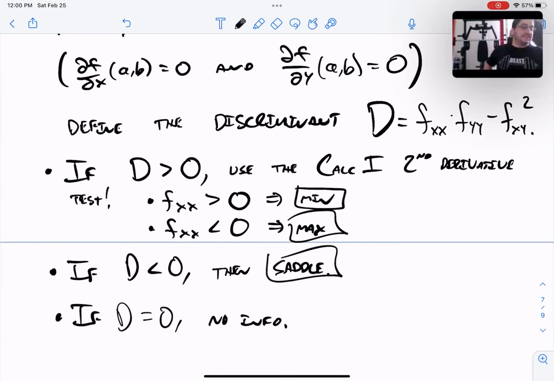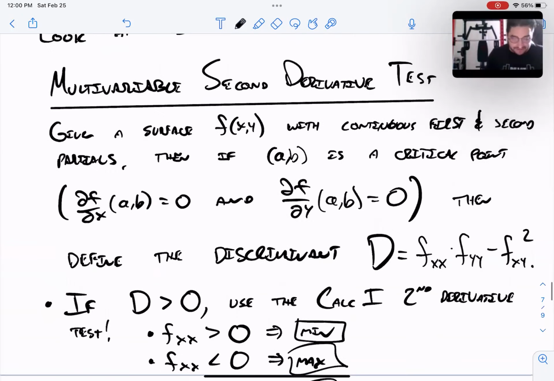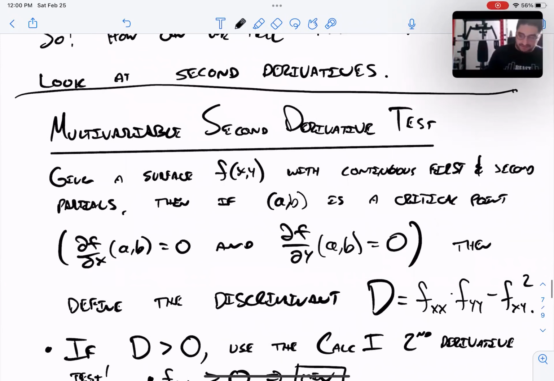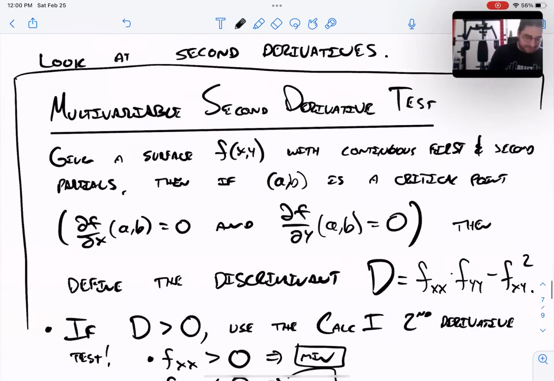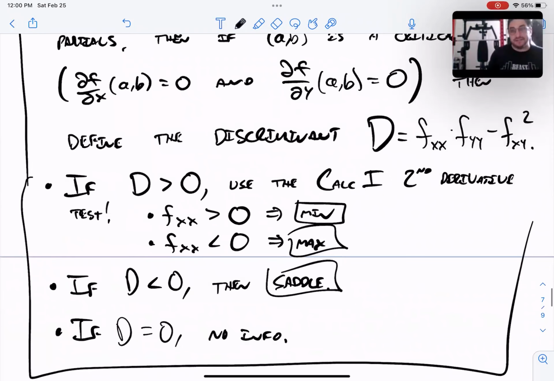Maybe take a second degree power series approximation of your function at that point, or third degree or fourth degree. You have to do something else. Basically, if the discriminant is 0, you could have a min or max or saddle at that point. Okay, so this is our multivariable second derivative test, which is kind of a mouthful to say. It starts up here and goes all the way down. This whole thing is our multivariable second derivative test.